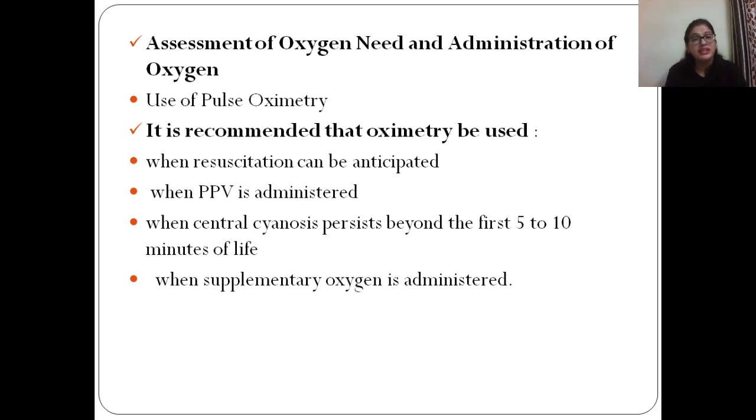Now, we come on to assessment of the need for oxygen and administration of oxygen. For this, we need a pulse oximeter, and the pulse oximeter is to be used whenever you are anticipating resuscitation, whenever you are administering positive pressure ventilation, when there is central cyanosis that persists beyond 5 to 10 minutes of life, and when supplemental oxygen is to be administered.